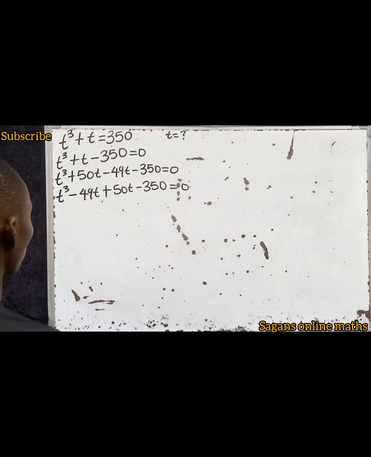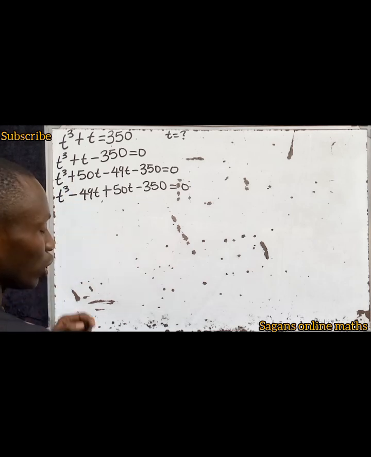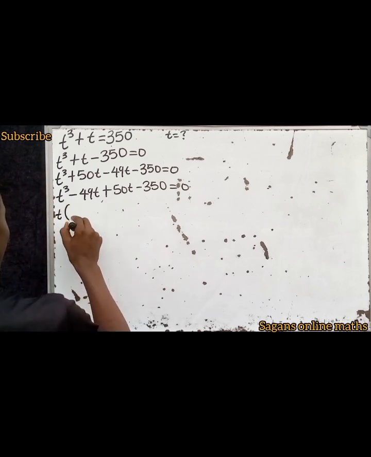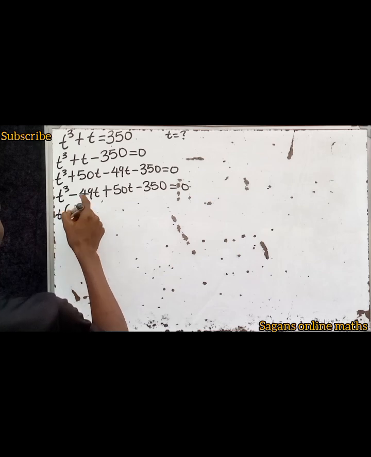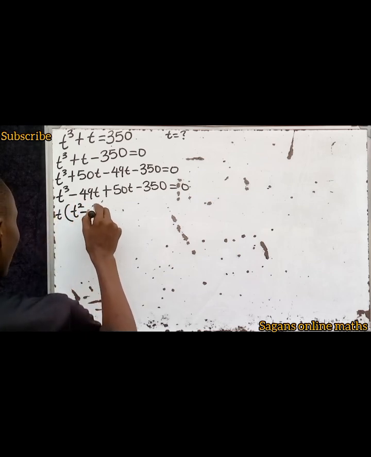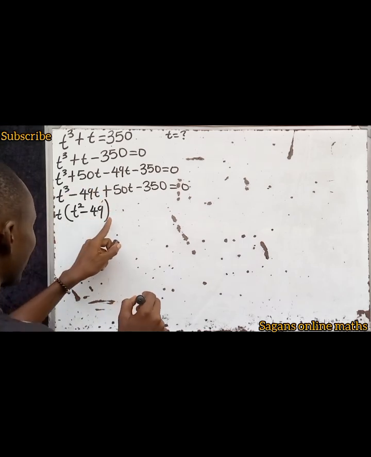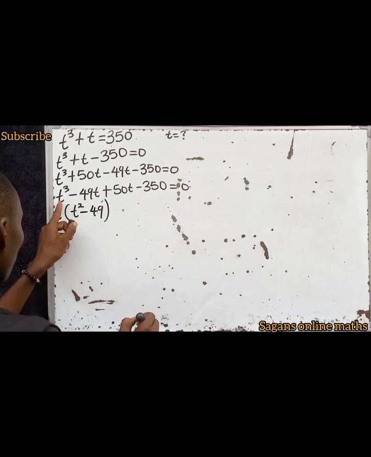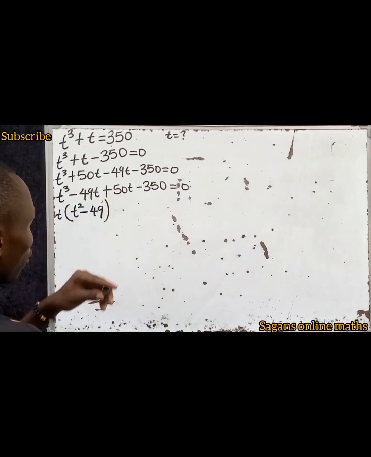Now, what are we going to do? Let's look at t to the power of 3 and minus 49t. What is common? We all agree that t is common. So t to the power of 3 divided by t will give us t square, then minus 49t divided by t will give us just minus 49. Because if you put t in parentheses, you're going to have exactly what is here. t multiplied by t square will give us t to the power of 3, and t multiplied by minus 49 will give us minus 49t. Now, what is common here?